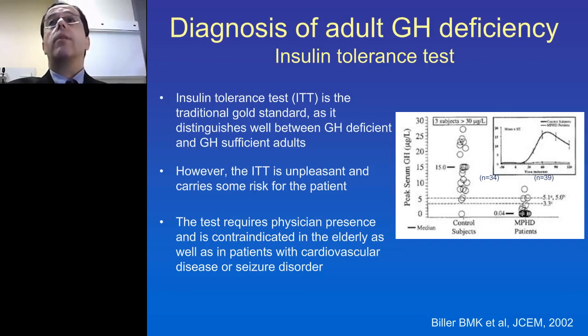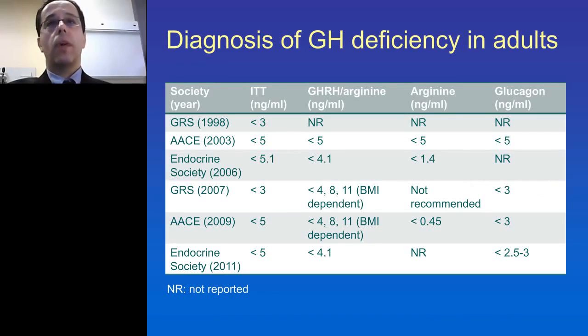And for this reason, there have been other tests developed that involve the administration of growth hormone releasing hormone, GHRH, together with arginine, arginine alone, or glucagon alone as stimulus of growth hormone secretion. And this figure shows you the diagnostic cut points recommended by different society guidelines, Growth Hormone Research Society, American Association of Clinical Endocrinologists, and Endocrine Society. At different times they have issued guidelines about the diagnostic cut points advisable to make the diagnosis of growth hormone deficiency.